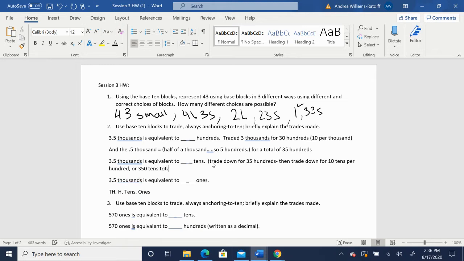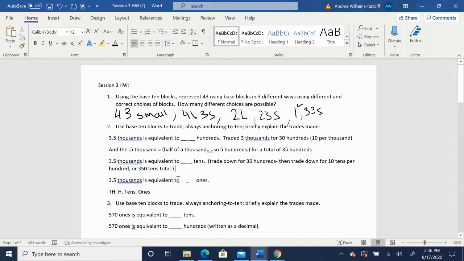That's 350 tens total. So I traded down to hundreds, and if I want to go to tens, each one of these hundreds is going to give me 10 tens. The equivalent of what I've done here is move the decimal twice. We went from thousands to tens, so 2 decimal places. Should be 350 tens total.